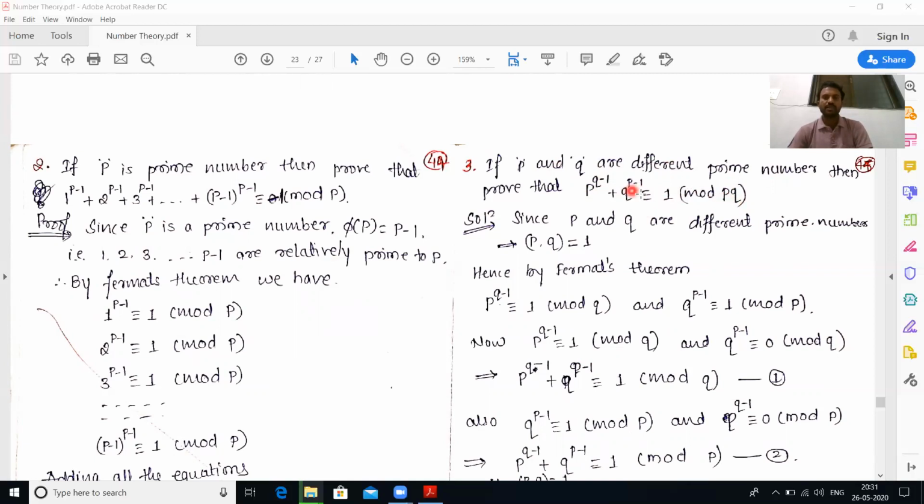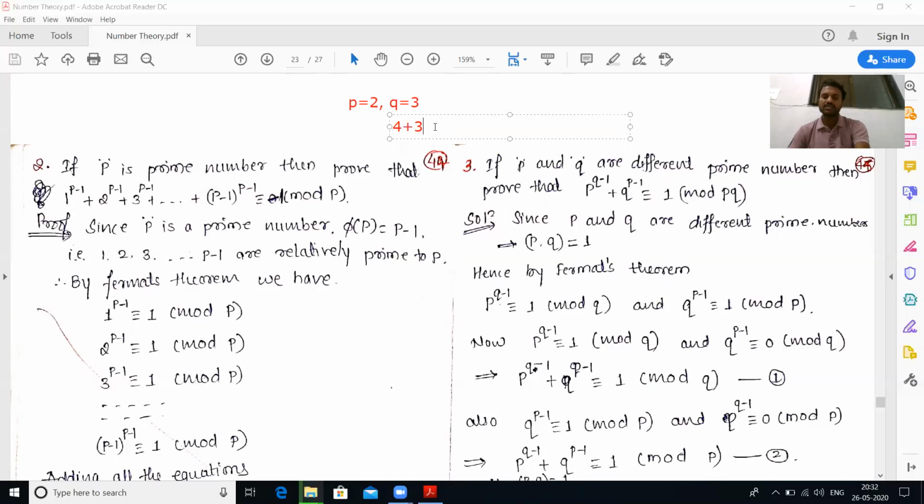For example, I will consider simple numbers: p equal to 2 and q equal to 3. Both are prime numbers. Now, p raised to q-1 means 2 raised to 3-1, that is 2 squared, which is 4, plus q raised to p-1, that is 3 raised to 2-1, which is 3.